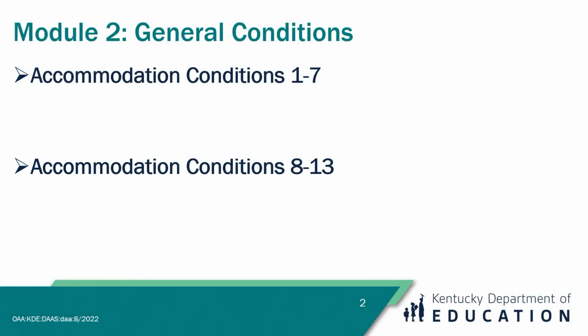Module 2 of this training takes a look at the various accommodation conditions identified in the Inclusion of Special Populations Regulation. Now there are 13 conditions outlined in the regulation in total. For a comprehensive look into each condition, it would be best to consult the regulation. In this module, we will give a brief overview of each.